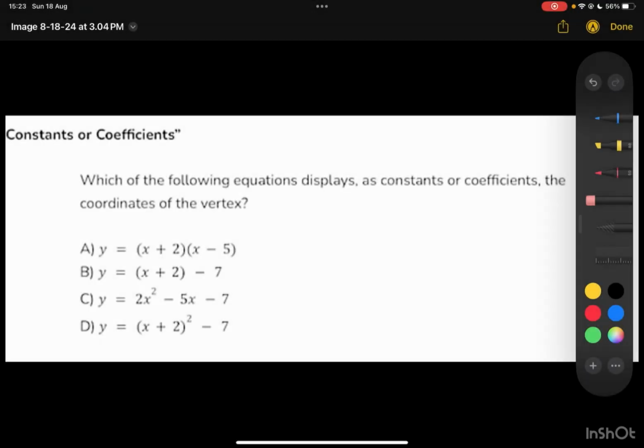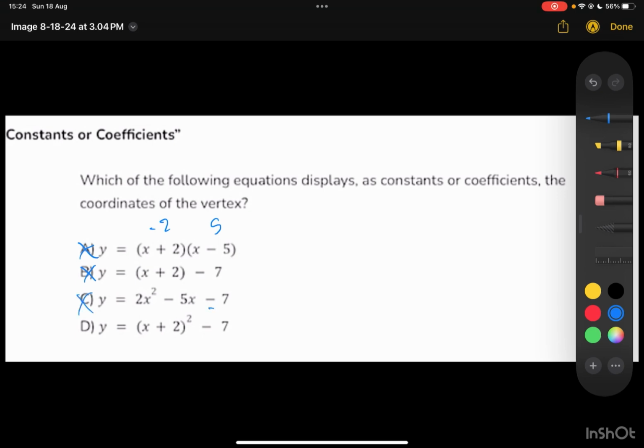So that's it. Okay guys, so we're going to move on to another question. Constants or coefficients. Which of the following equations displays as constants or coefficients the coordinates of the vertex? So we're going to look for an equation that shows the actual coordinates of the vertex. So for A, that shows the solutions for an equation, which are -2 and 5. So we're going to cross that out. For B, that's not even a quadratic equation, so we're going to cross that out too. And for C, it shows the y-intercept of -7.